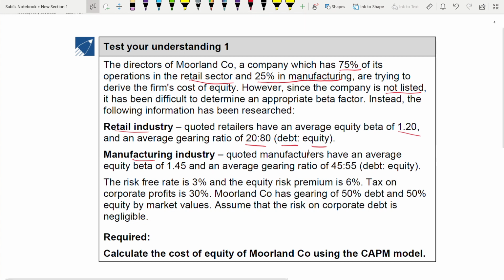Manufacturing, 1.5 is the equity beta. They have given equity beta, please note, not asset beta. Gearing ratio is 45 to 55: 45 is debt, equity is 55. Risk-free rate 3%, equity risk premium 6%, tax is 30%, gearing is 50%, debt is 50%. But for Mole and Company, this 20-80 and 45-55 is for which company? It is for the retail industry separately and manufacturing industry separately that they have given. But for the entire company, gearing is 50-50.